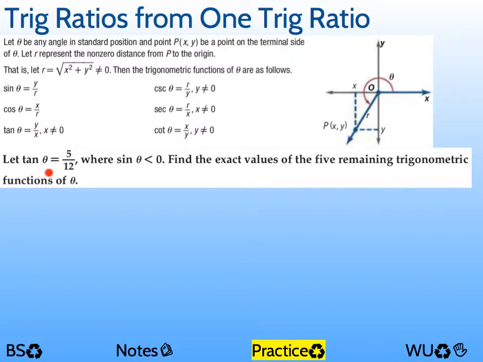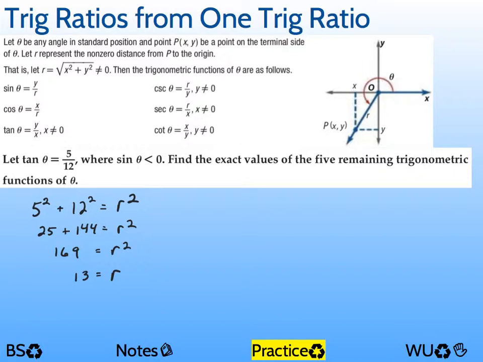In this question, we know that tangent is 5 over 12 and sine is negative. So we have to find the other 5 trig ratios. The first thing you should do is find the r value. So pause your video now so you can find what r is. I hope you saw, using the Pythagorean theorem, that r is 13. You just plug in 5 squared plus 12 squared equals r squared.